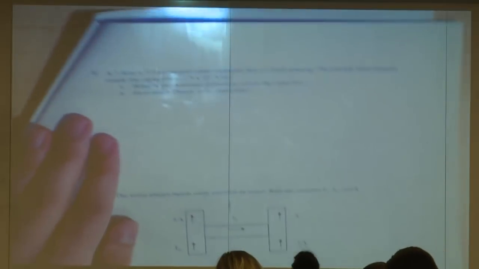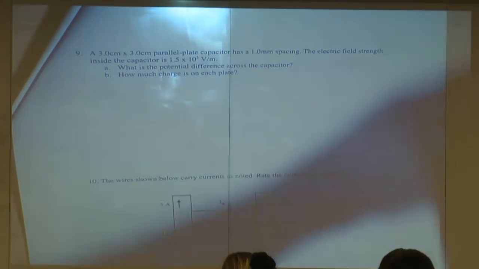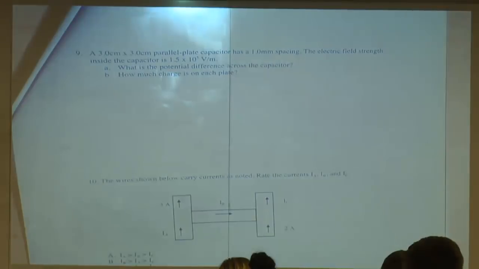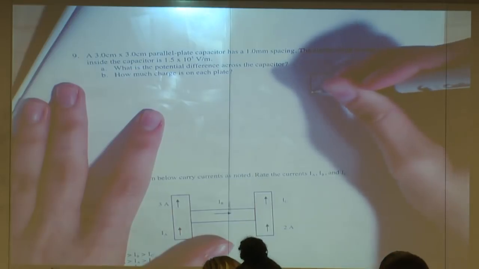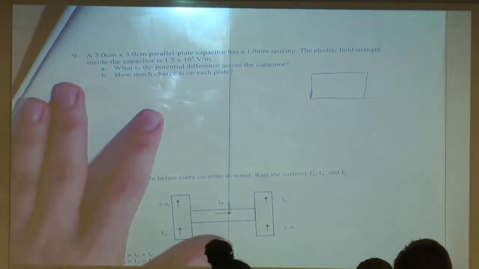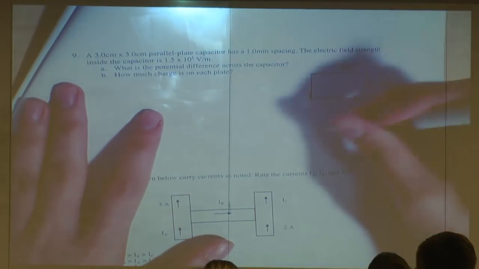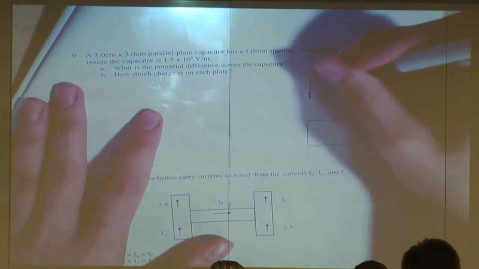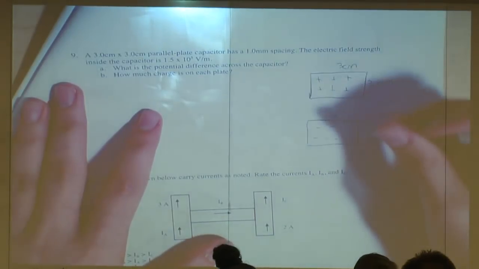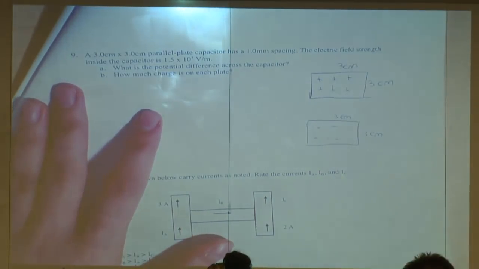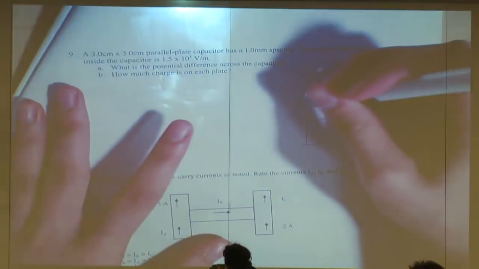So this is another parallel plate capacitor question. It says a 3x3 parallel plate capacitor has a 1 millimeter spacing. So I'll go ahead and draw this. It always helps to draw things. Okay, so it's going to be 3 centimeters by 3 centimeters. And we'll do the same thing we did before, the positive plate on the top by default, it doesn't really matter though, and the negative on the bottom. They're both 3x3. Okay. So it says they have a 1 millimeter spacing, so we're going to draw it like this.